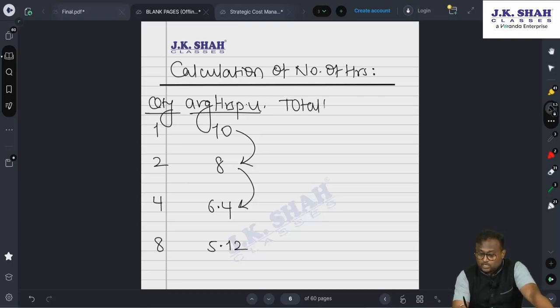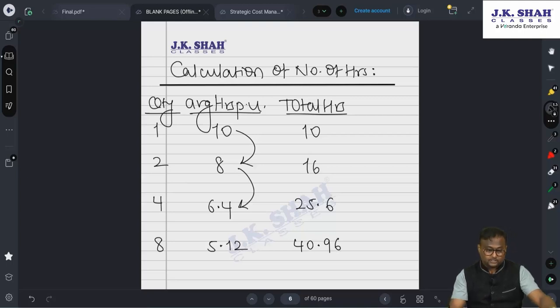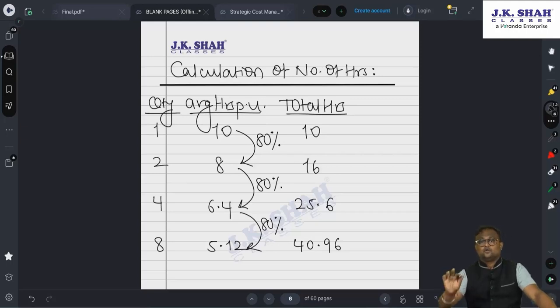So naturally total hours will be 10, 16, 25.6, 40.96. So guys, my total time required for 8 units is going to be 40.96. An 80% learning curve is applied, so learning is applied when the quantity is doubled.